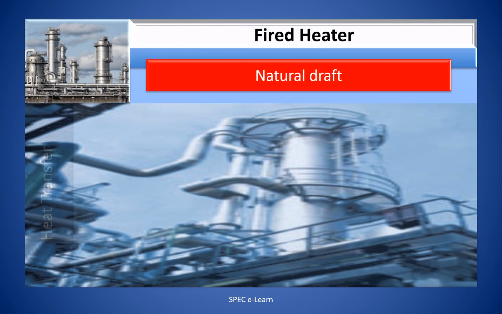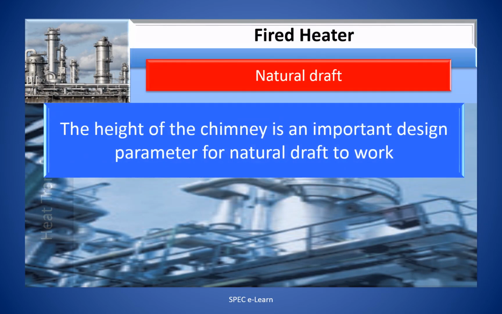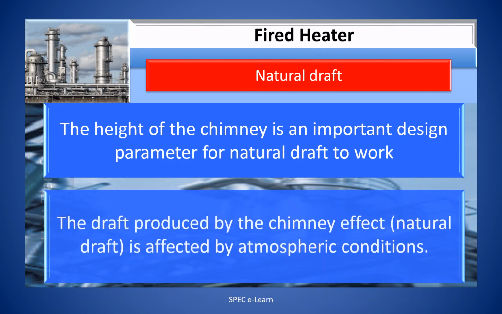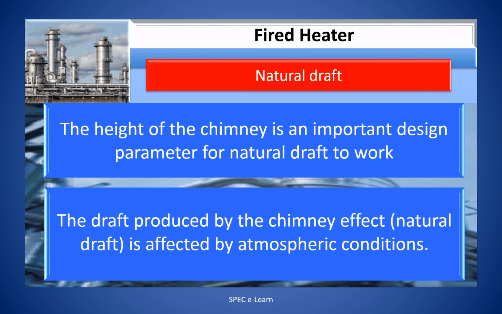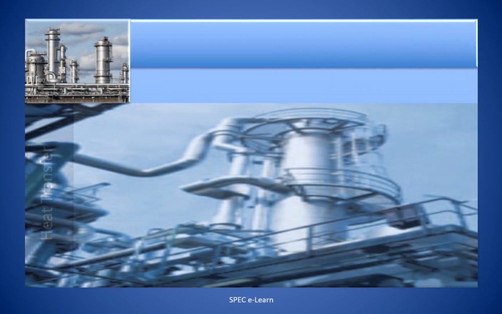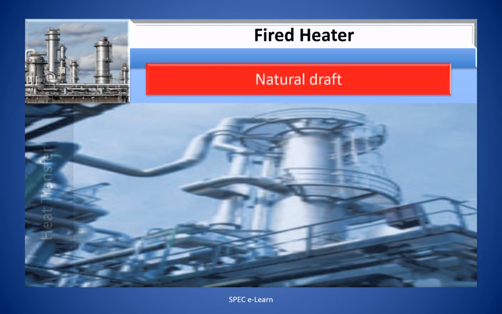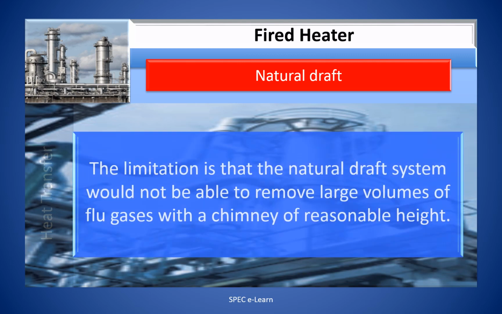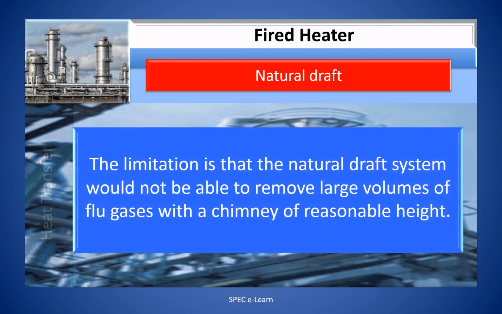The height of the chimney is an important design parameter for natural draft to work. The draft produced by the chimney effect or natural draft is affected by atmospheric conditions. The limitation is that the natural draft system would not be able to remove large volumes of flue gases with a chimney of reasonable height.